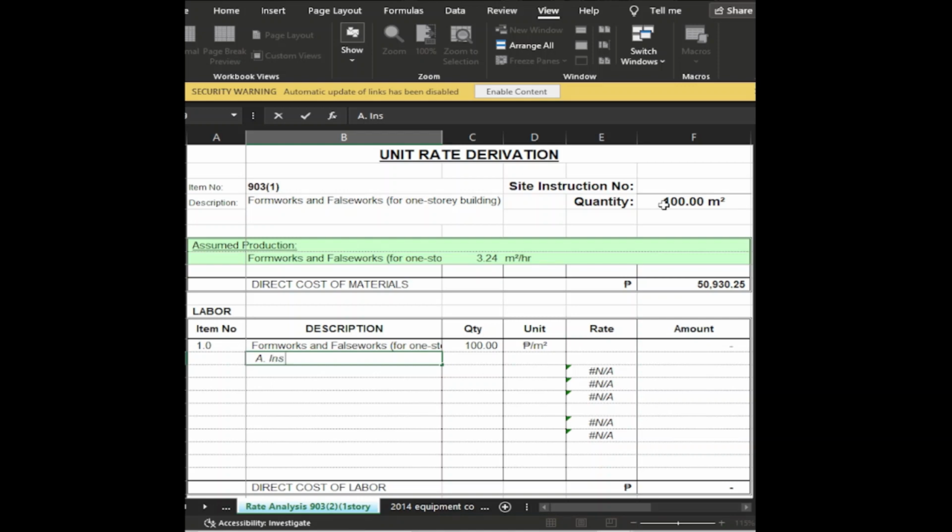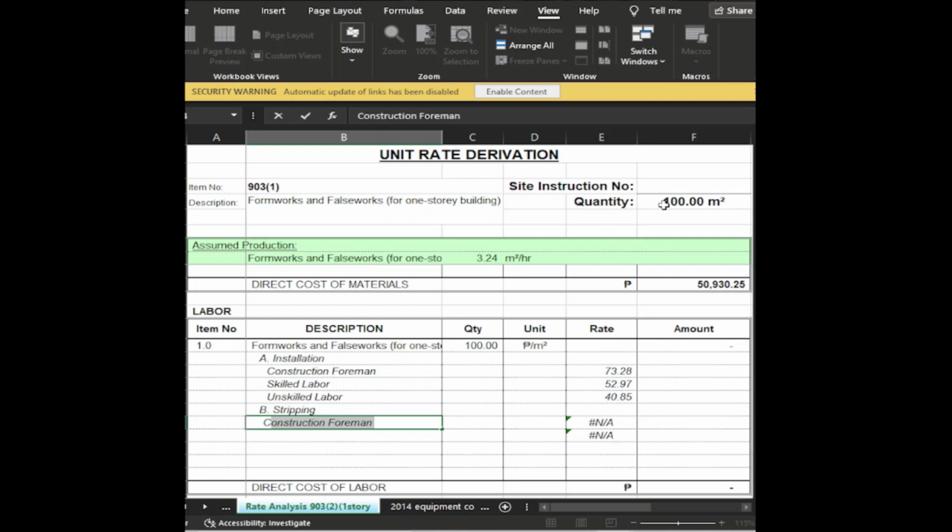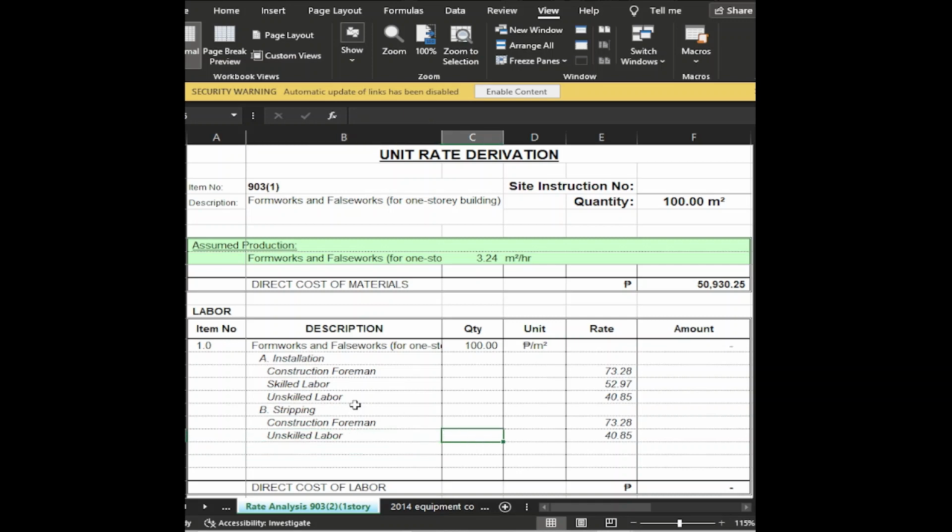So installation, then for installation we have construction foreman, then skilled labor, then we have unskilled labor. So for our stripping, this one is B, stripping, we have still construction foreman, and we have skilled labor.